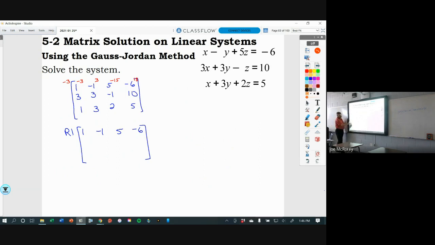Row 2 is now going to be replaced. Row 2 is going to be replaced by taking row 2 and adding to it what? -3 row 1s. -3 and 3 combine to 0. 3 and 3, 6. -15 and -1, -16. 18 and 10, 28.